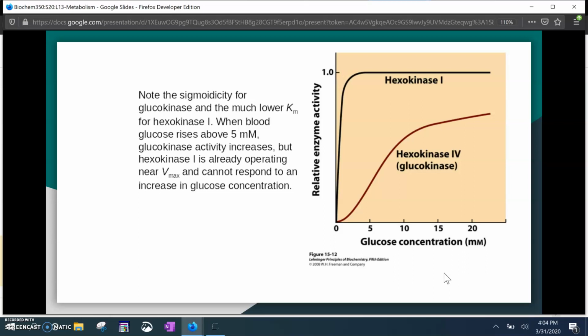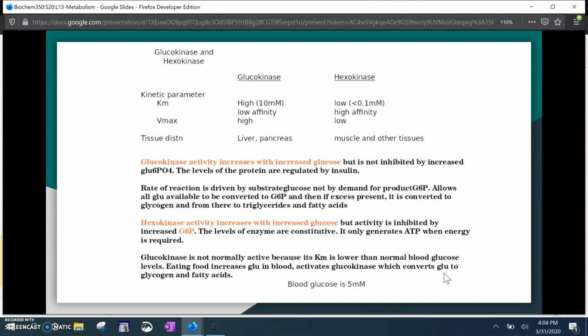So where hexokinase gets saturated right away, with increasing amounts of glucose in the blood, the glucokinase will pick up because hexokinase is already maxed. And you can read this. This is a little bit more specifics about this, but I'm not going to go into it. This is just for your information about how it handles blood glucose levels.